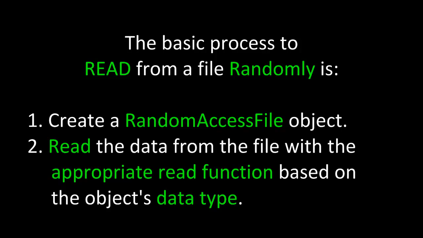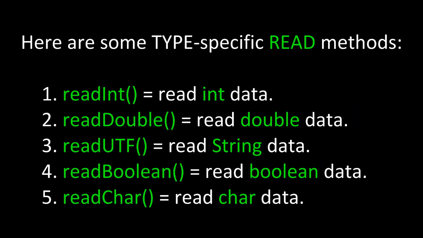The basic process to read from a file randomly is, first, create a random access file object. Second, read the data from the file with the appropriate read function based on the object's data type. Here are some type-specific read methods: readInt to read integer data, readDouble to read double data, readUTF or Unicode text to read string data, readBoolean to read boolean data, and readChar to read character data.